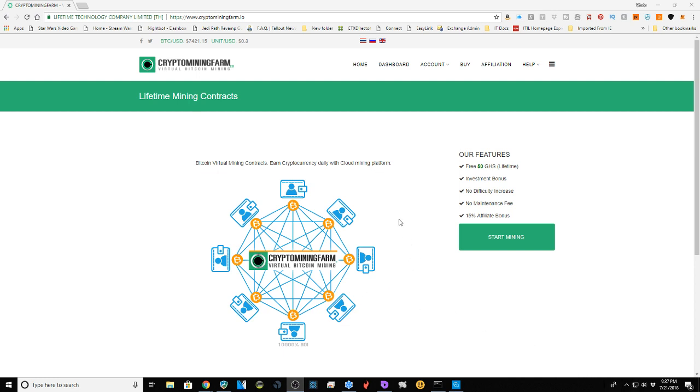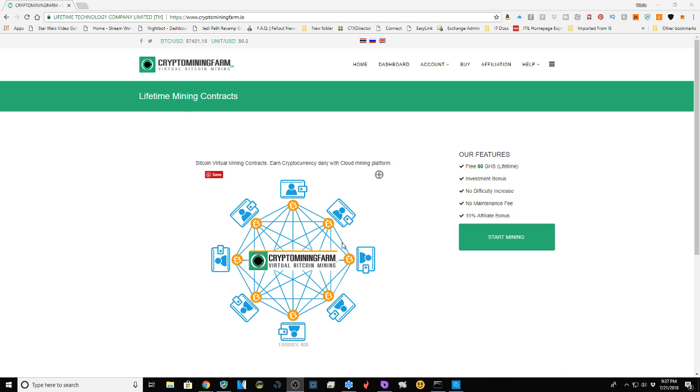So we've covered Hashflare, World Mining, AWS, and today we're going to talk about Crypto Mining Farm. Crypto Mining Farm is probably one of my preferred ones, although I don't have much invested in here, and there's a reason why, and I'll get to that as I go through it. We're going to look at their site today, talk about the basics, talk about pros and cons. We're just going to look around and see what there is to see.